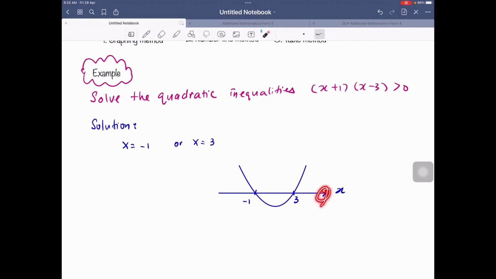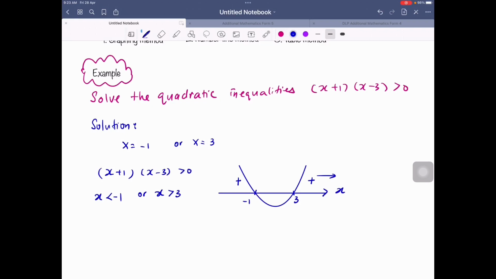Above the x-axis and in between the curve and also the x-axis. So this is the positive area. Then we want to solve for it: (x + 1)(x - 3) > 0. Then the positive area is going to show x is greater than 3 or x is less than negative 1.